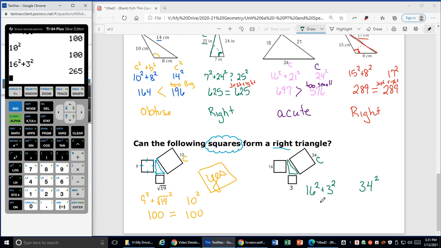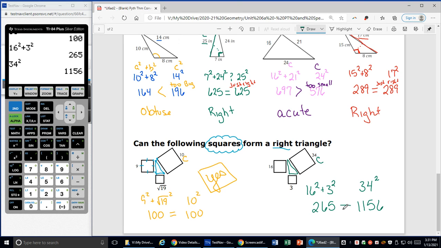is 265, and 34 squared is much bigger, 1156. So do these make a right triangle? These are not equal. My c squared side is way too big. So can the following squares form a right triangle? My answer here is no.